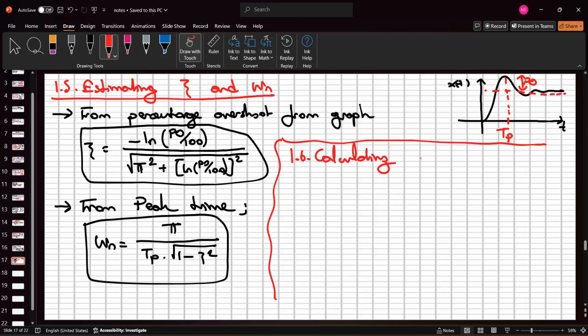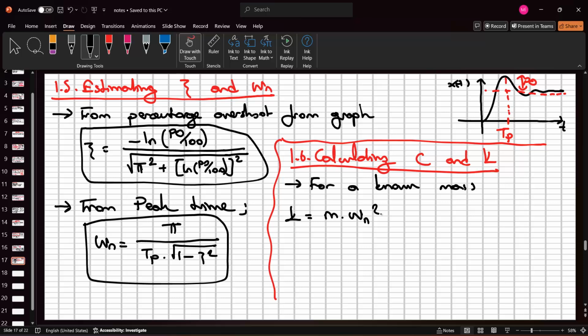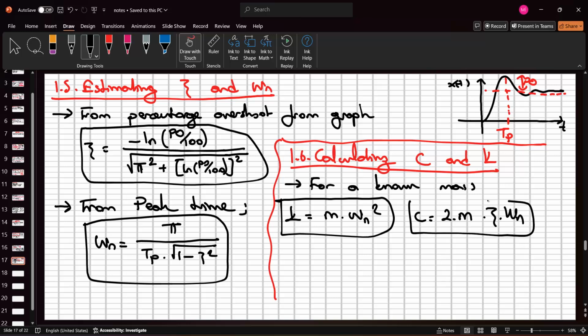the C and K values for a known mass. Mass is easy to calculate, right? And so for a known mass, we can write K is equal to M times Wn square, is the first formula, and C is equal to 2 times M times zeta times Wn. Okay, this is the basic formula for a given mass, because mass can easily be calculated from the mechanical parameters.